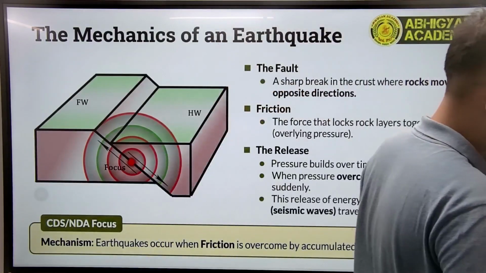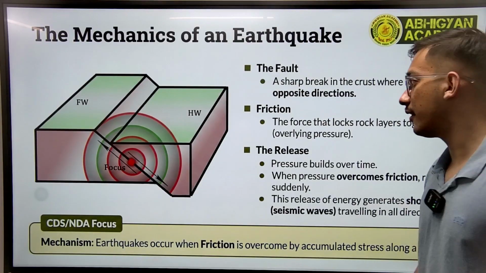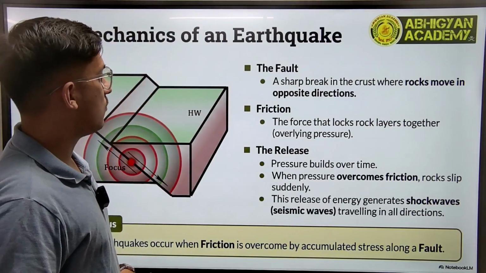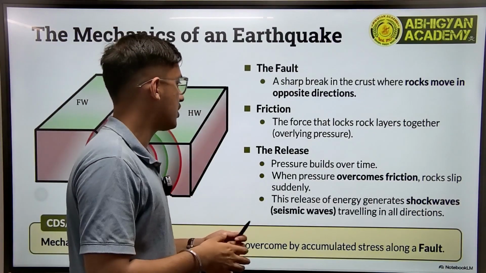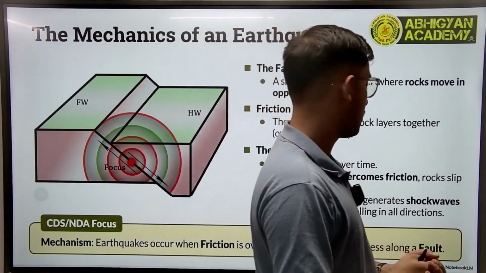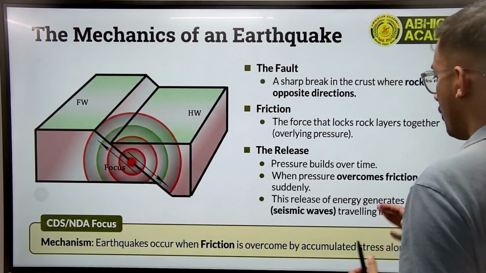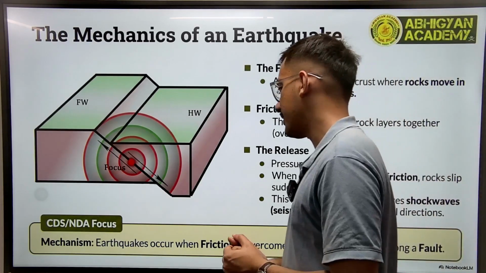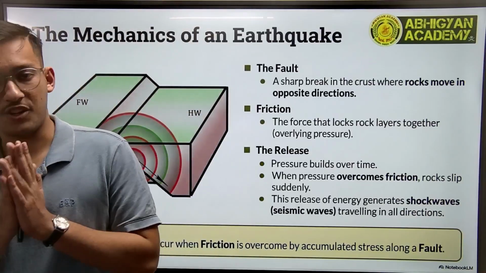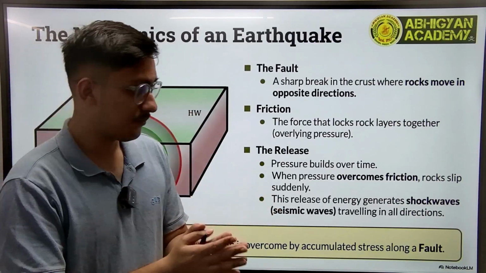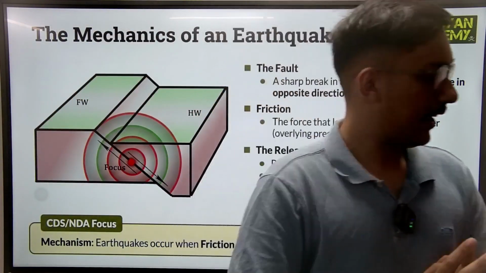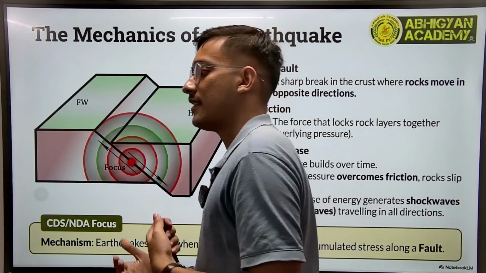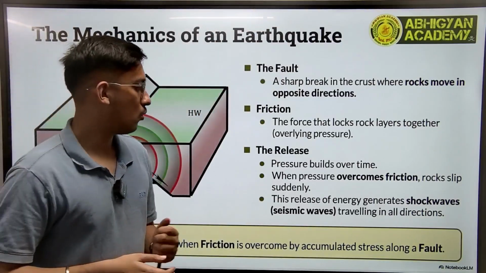Now, the cause of an earthquake, or how an earthquake is formed. First, the fault, a sharp break in the crust where rocks move in opposite directions. Then we have friction, the force that locks rock layers together. Then we have release. The pressure which builds over time is released in the form of shock waves or seismic waves, and it travels in all directions. So firstly we have the fault, the fault creates friction, and then we have the release. All that held-up energy is released in the form of seismic waves or shock waves.